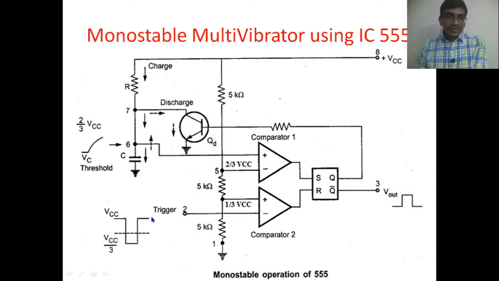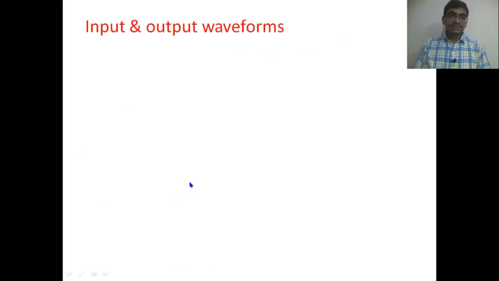Then you can see the trigger input is the second pin, and the voltage at this node is 2 by 3 VCC, and the voltage at this node is 1 by 3 VCC. Q bar is the output, and the Q is directly given to the discharge transistor base. When that transistor is on, which means that Q is equal to 1, it will work like a switch, so it will have a closed loop between this collector and ground or emitter. Let us see the operation once.